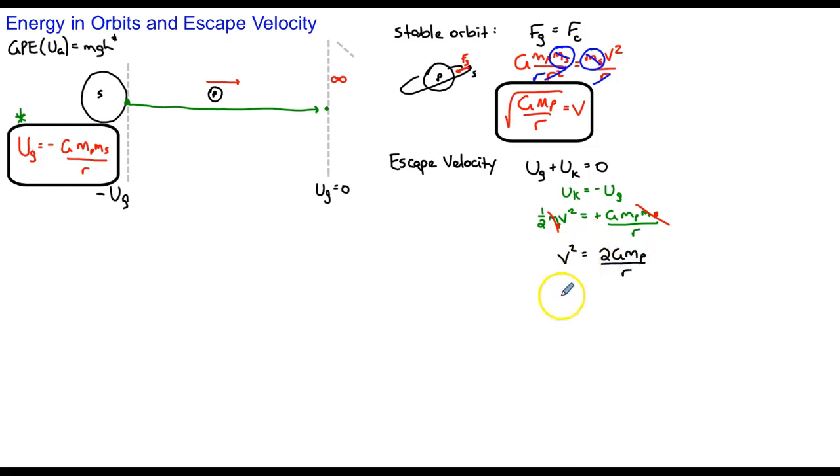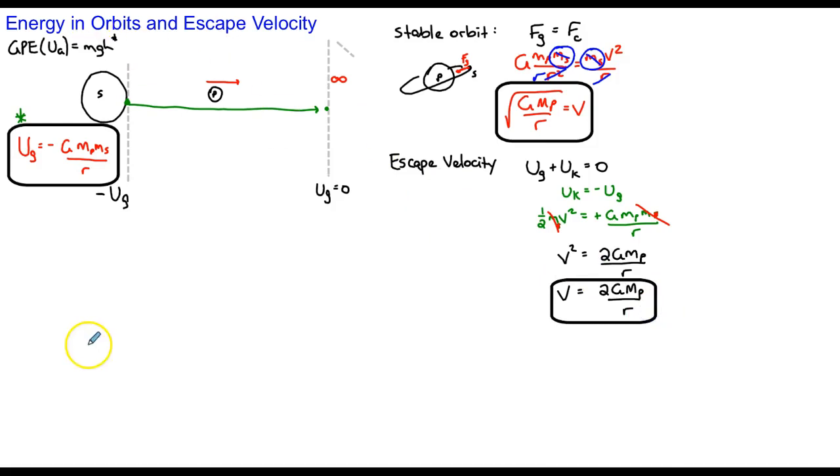And then I'm going to take the square root of both sides. So I get v is equal to the square root of 2 times G mass of the planet over this separating distance r, or the radius of the planet in this case. And so basically this expression here is what I will use for escape velocity.